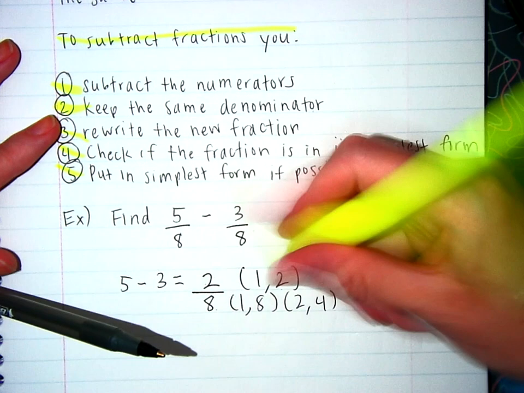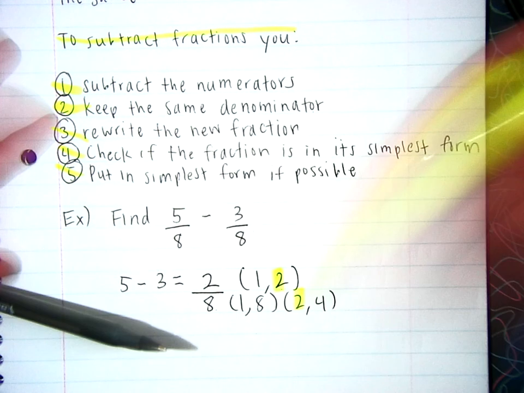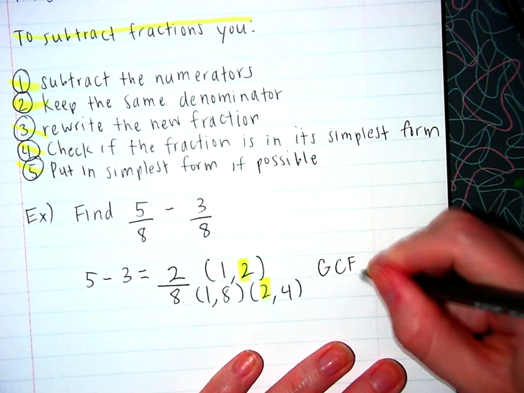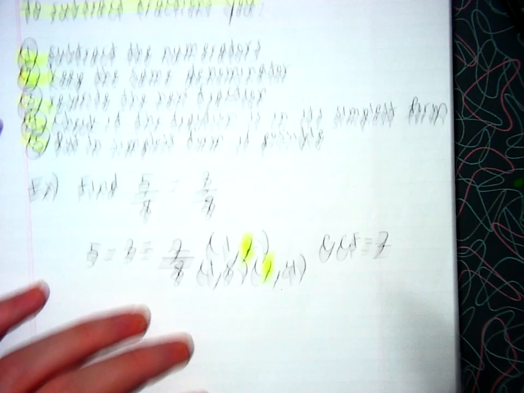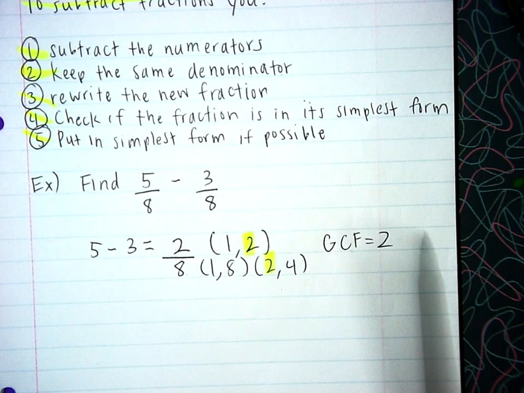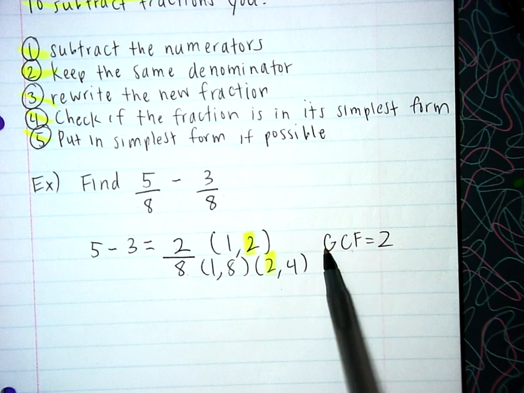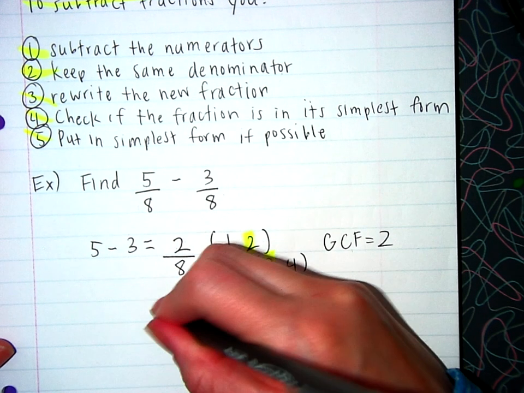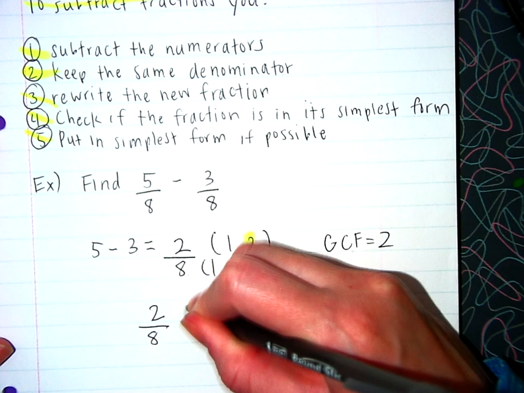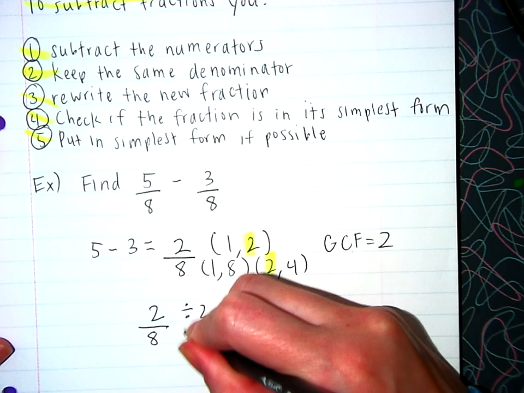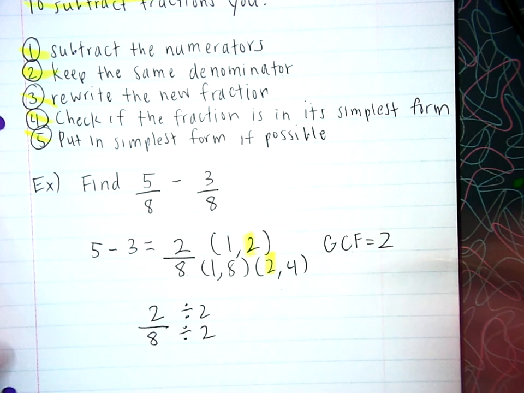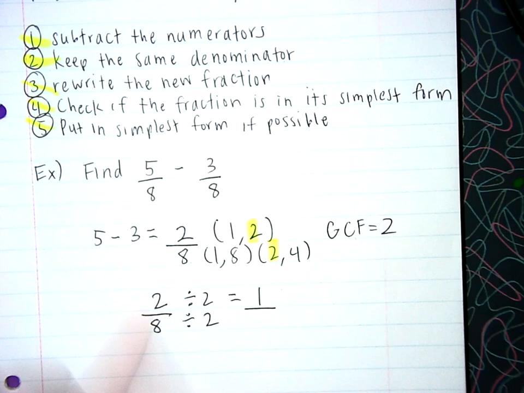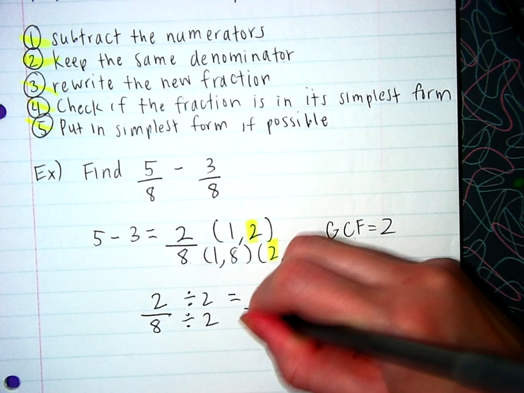The greatest common factor that they share is 2. So the greatest common factor equals 2. With the greatest common factor, that means you have to divide the numerator and the denominator by the greatest common factor. So I'm going to do that here. 2 over 8 divided by 2. For numerator and denominator, 2 divided by 2 equals 1. 8 divided by 2 equals 4.